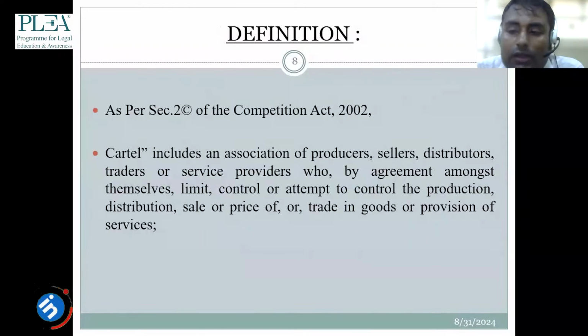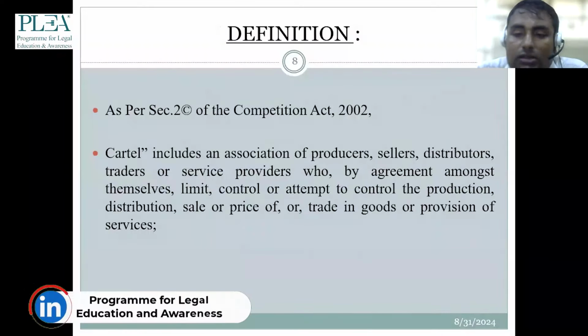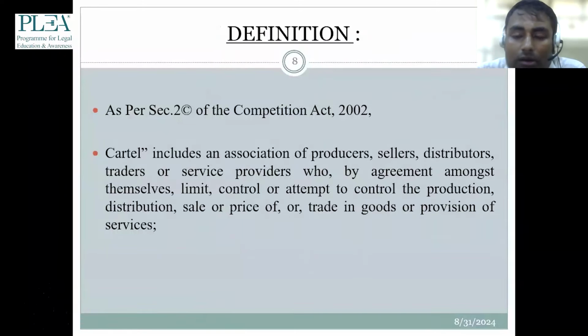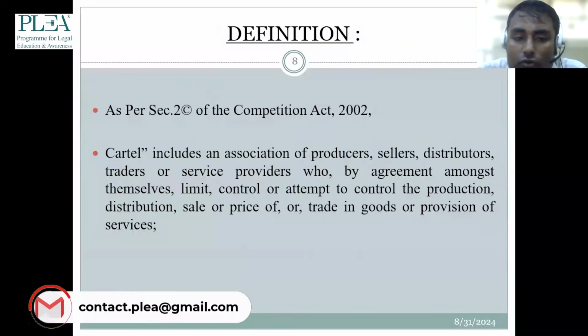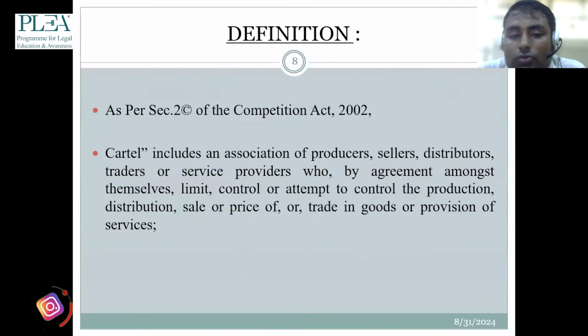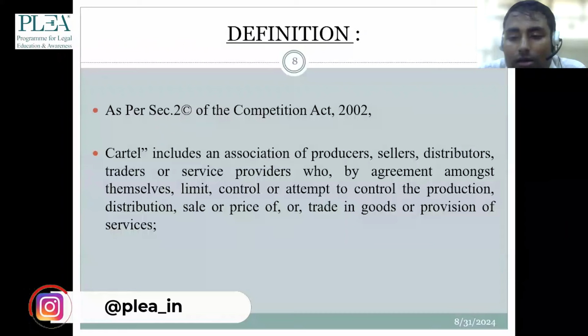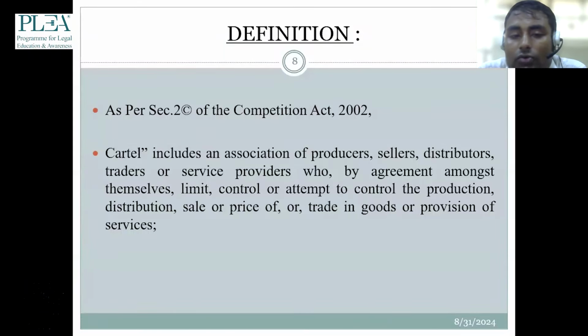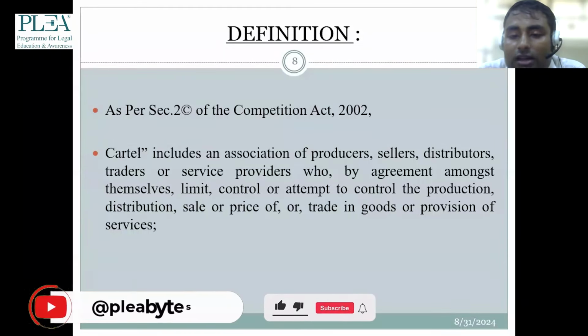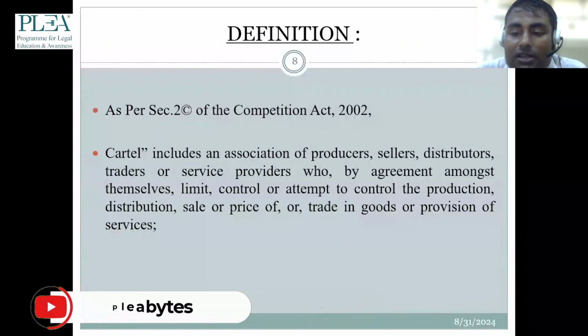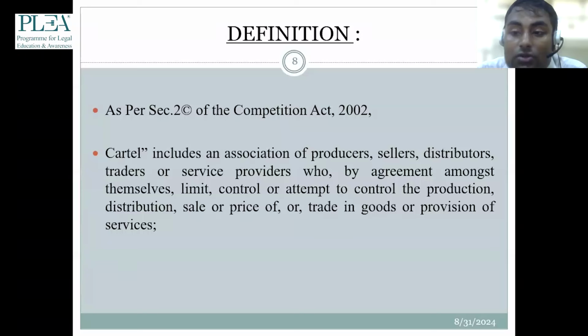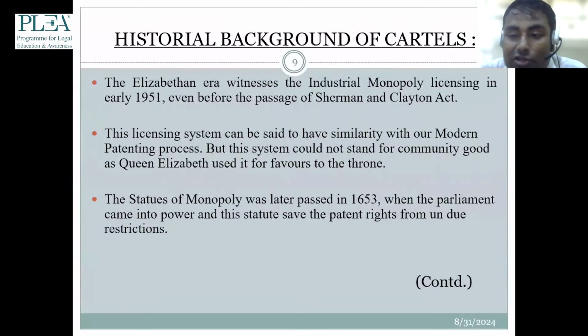If we are going to define cartel, now I am coming to the legal part, and definitely I am entering the Competition Act 2002. As per Section 2(c) of the Competition Act 2002, it is clearly explained: cartel includes an association of producers, sellers, distributors, traders, or service providers. As I have mentioned, as per the Consumer Protection Act, services also come under it, and this age is actually the age of services more than products. Flipkart, Amazon, Netflix, Jio, everything.